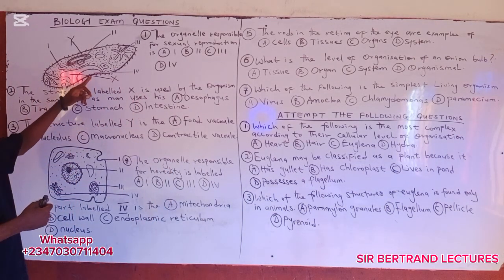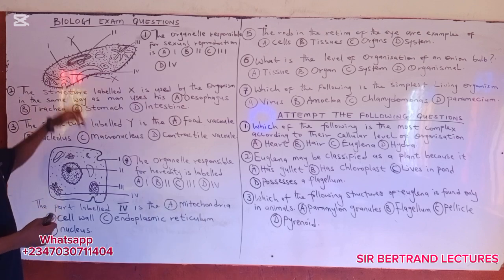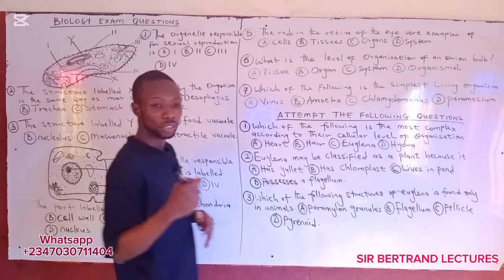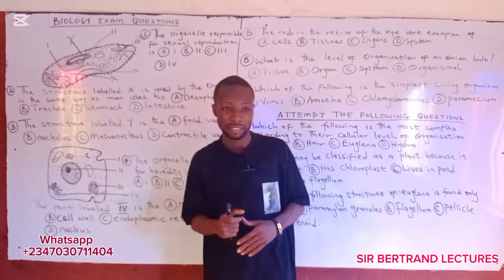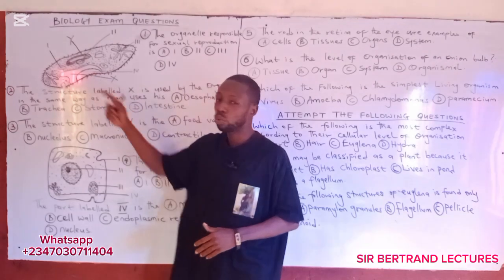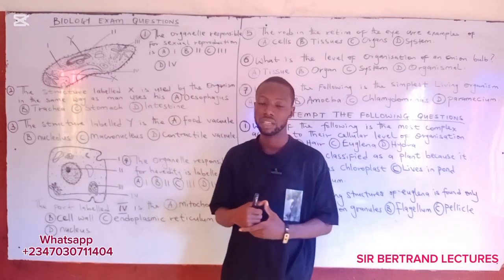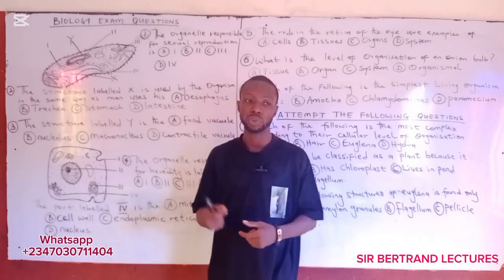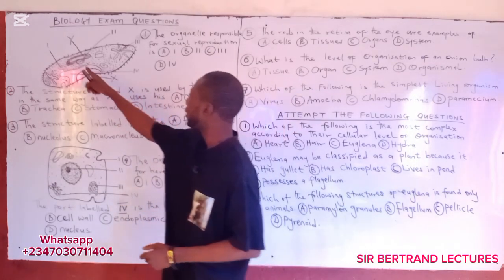Then here is the oral groove, here is the gullet. Of course, you know that the oral groove and the gullet serve as the mouth and the esophagus respectively. The oral groove serves as the mouth, the gullet serves as the esophagus, which is used for swallowing, or you can say for ingestion of food materials. Now here is the nucleus.